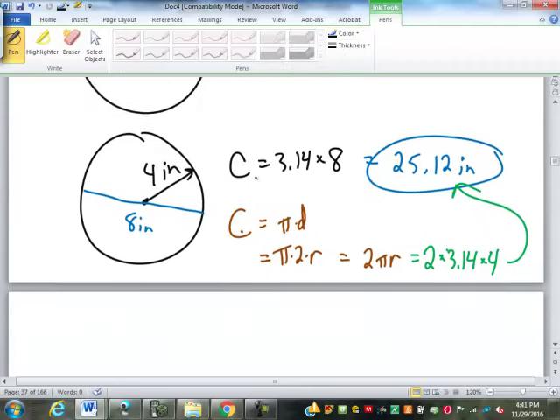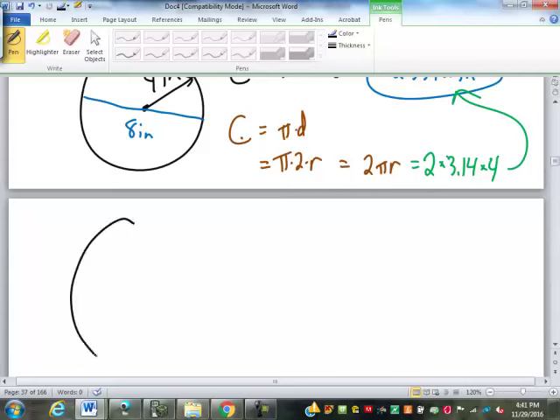So in your notes, find the circumference for that circle.